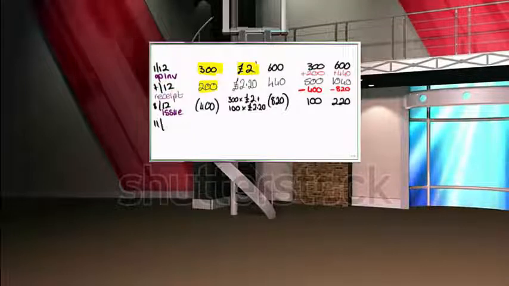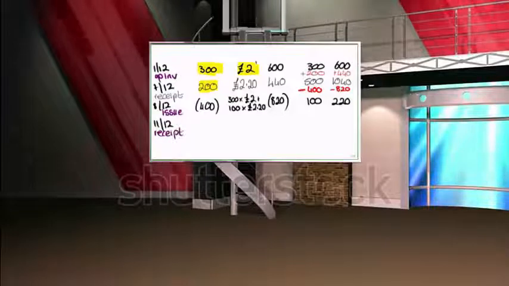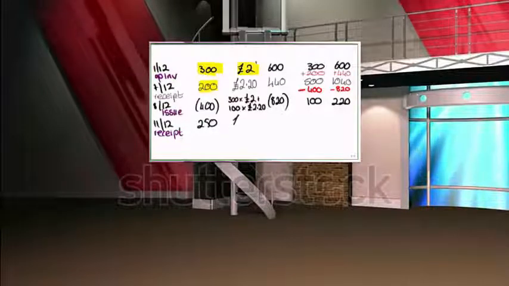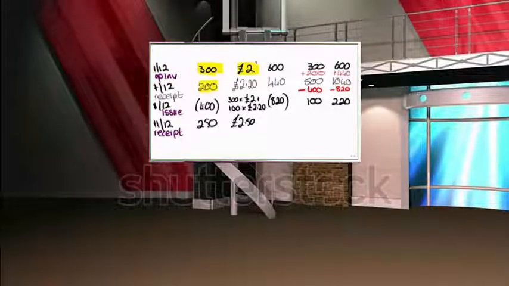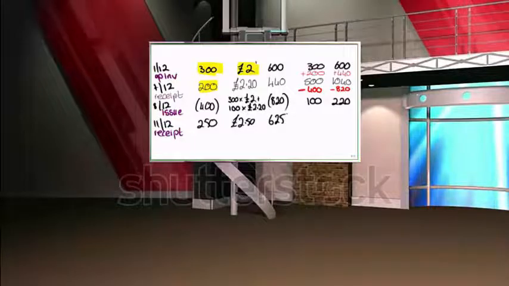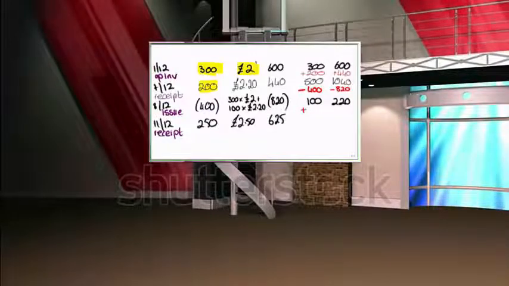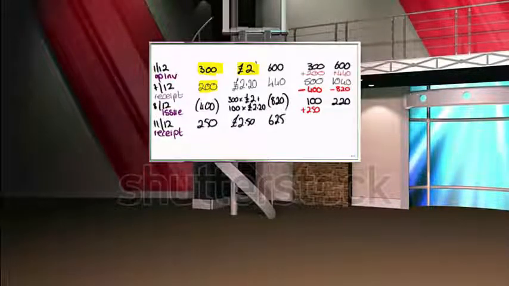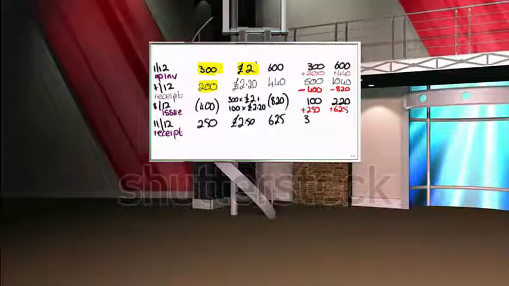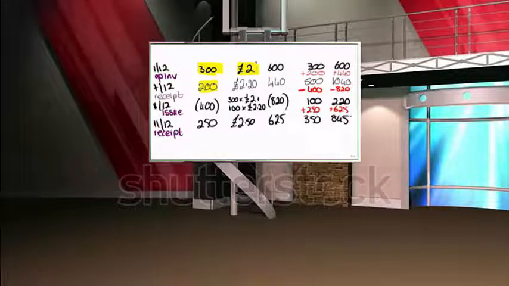So on the 11th of the 12th, a receipt for 250 units. Each unit now costs us £2.50. So the total value of that receipt is £625. If we look at our running totals, before the receipt we had 100 units. We're adding in 250 with a value of 625. So now we have 350 units with a total value of 845.